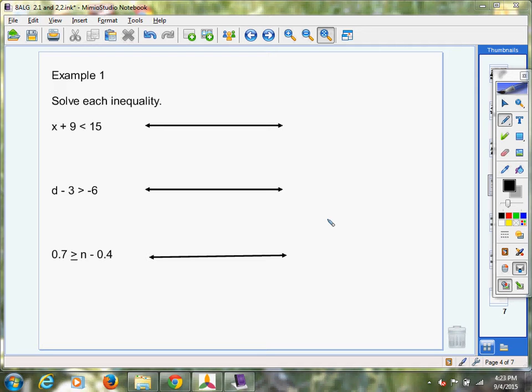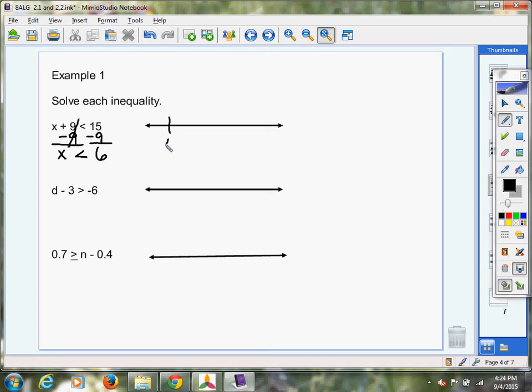How do I undo the addition that's going on between x and 9? That's right, we're going to subtract 9 from each side. Very good. Okay, so now we're going to drop down our x, drop down our less than sign, and then what's 15 minus 9? 6. Very good. So that's what we're going to graph, is x is less than 6.